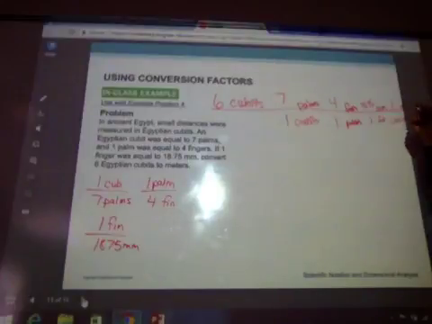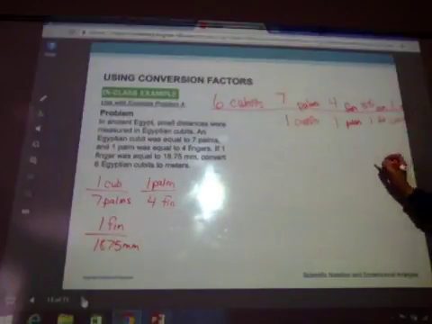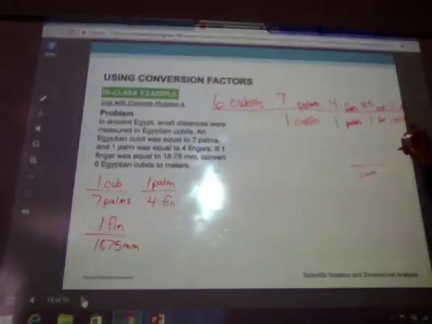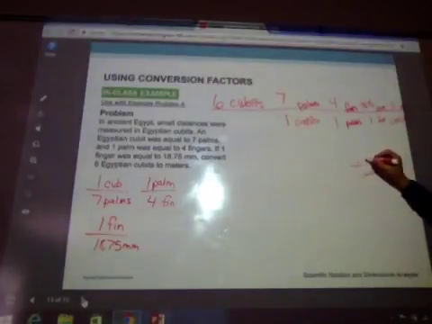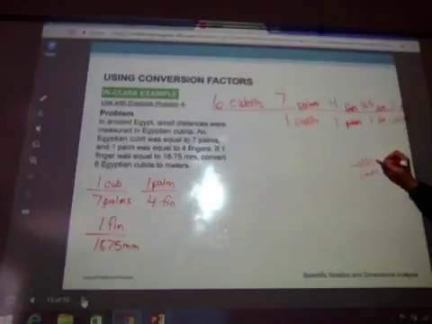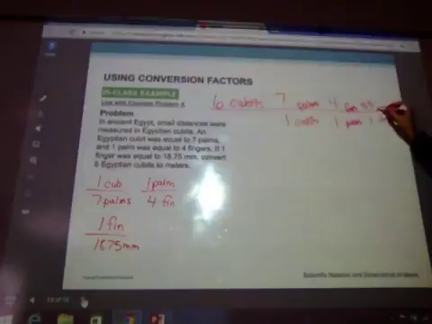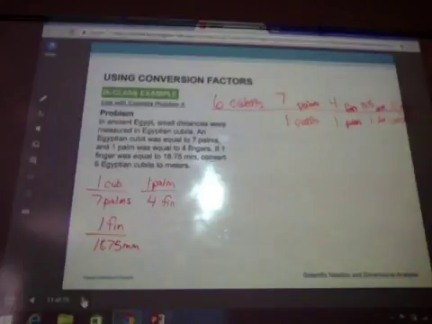Or, if you like to use the table, I could do 1 millimeter, so my millimeter is still on the bottom, and I could put my 0.001 meters on top. I like to use that one, so that's the one that I will use. Now, I have canceled everything but my meters. That's my answer. That's what I'm looking for.